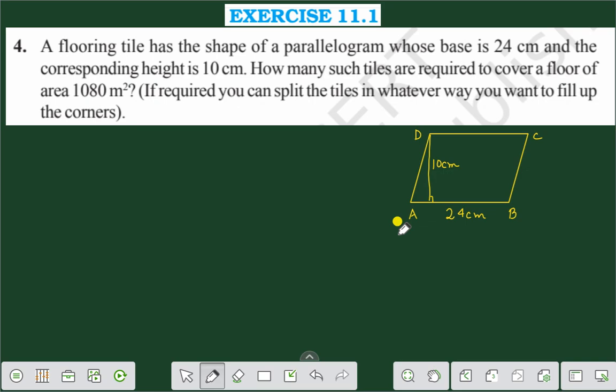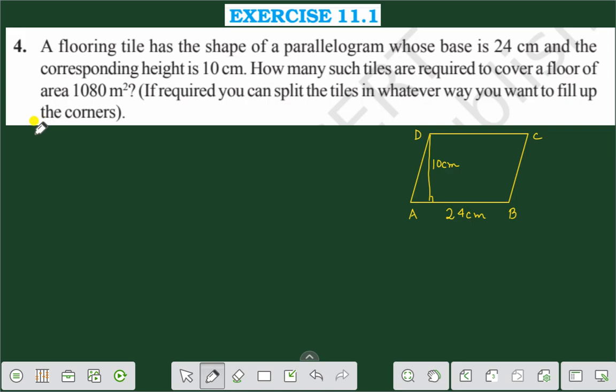A flooring tile has the shape of a parallelogram whose base is 24 cm and the corresponding height is 10 cm. How many such tiles are required to cover a floor of area 1080 meter square? If required, you can split the tiles in whatever way you want to fill up the corners.